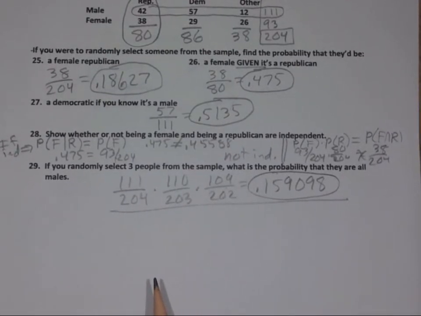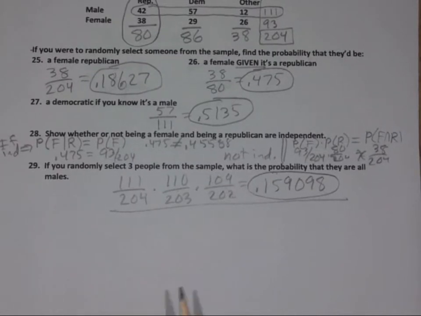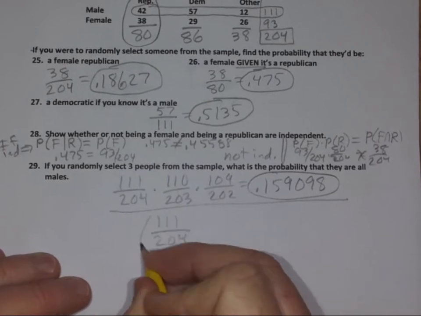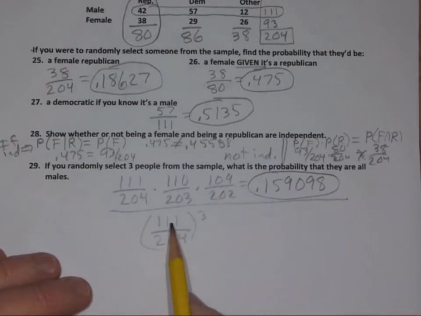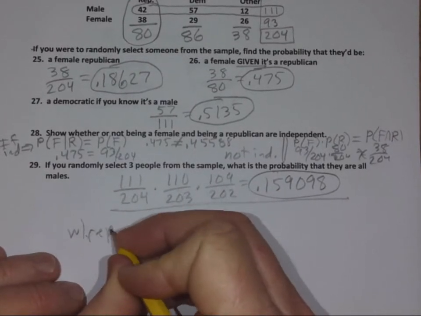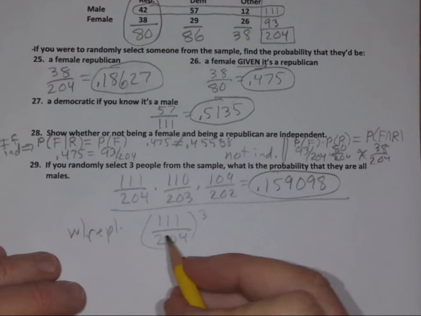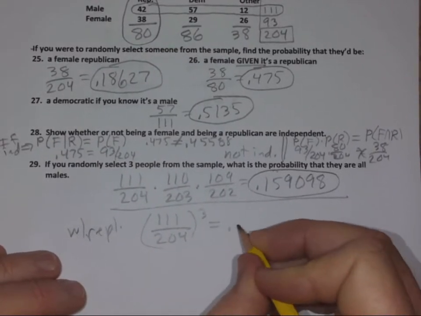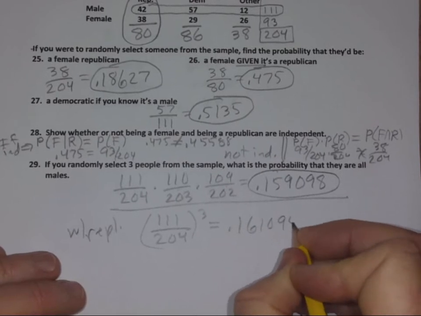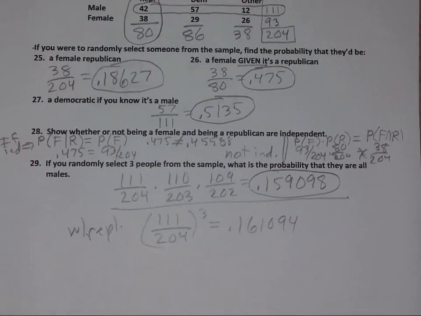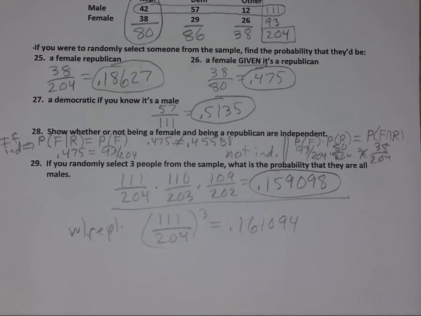Okay, now if you were using replacement like we've talked about before, and you would just take one person out, see whether they were male and put them back in, and then take another person out, it would be the probability of male happening 3 times. So that is with replacement. If it had said that, in other words, you would have independence here. Here you don't. And so that is in fact equal to 0.161094. Pretty darn close, but you always assume that it's not replacement in a situation like this unless it says so.